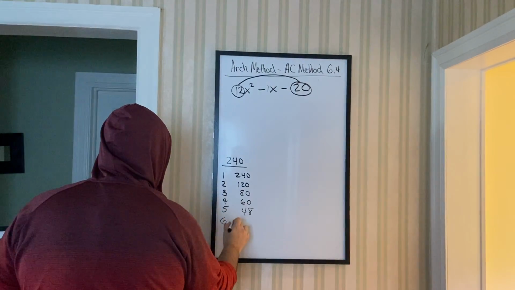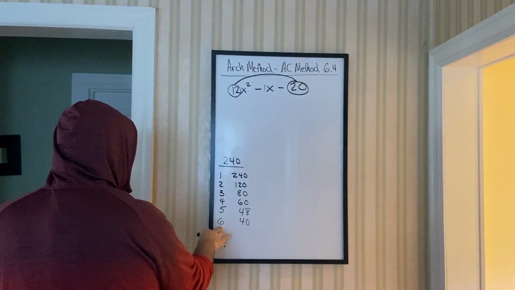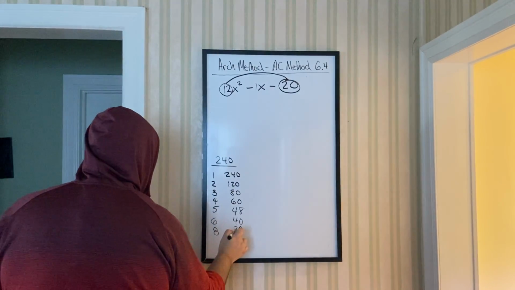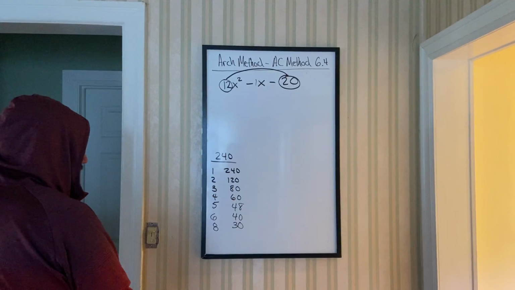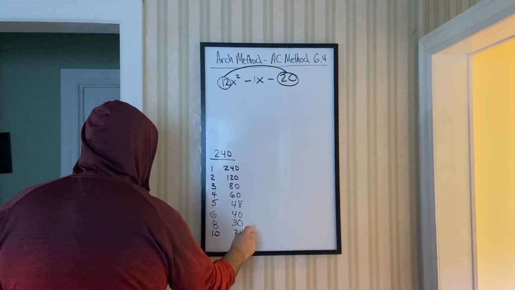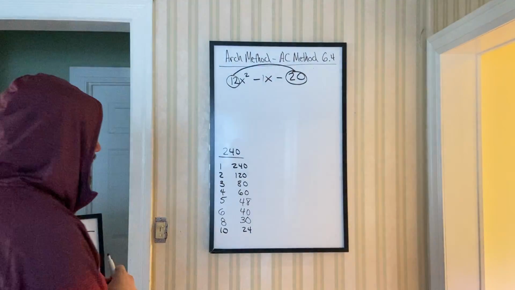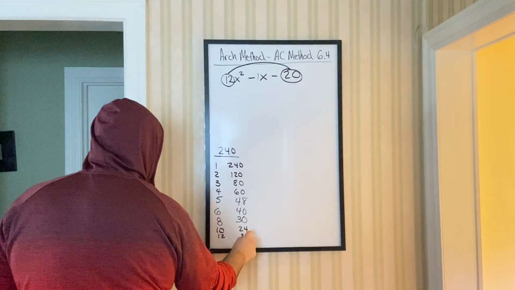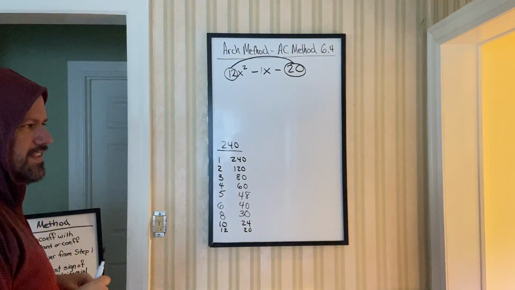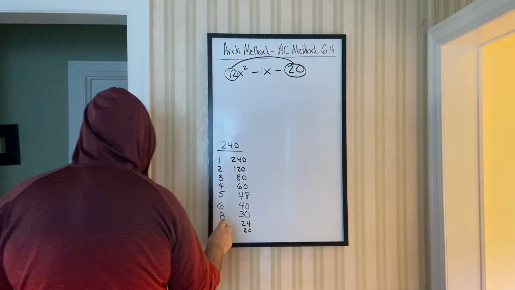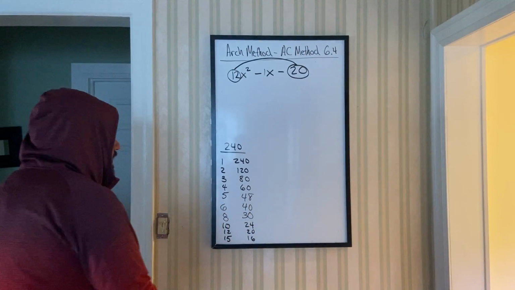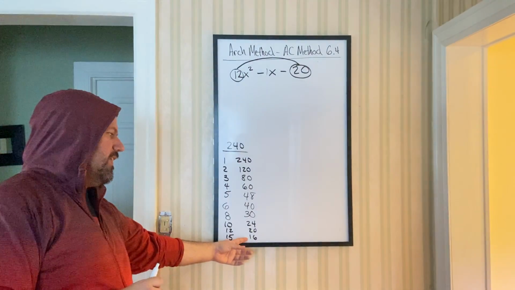6, 7, now that finally gave me a decimal point. 8, 9, thank God 9 doesn't work. 10, 11, no. 12, well we know 12 works, because we just did it, 12 times 20. 13, no. 14, no. 15, yes. And then 16, already up on the board.